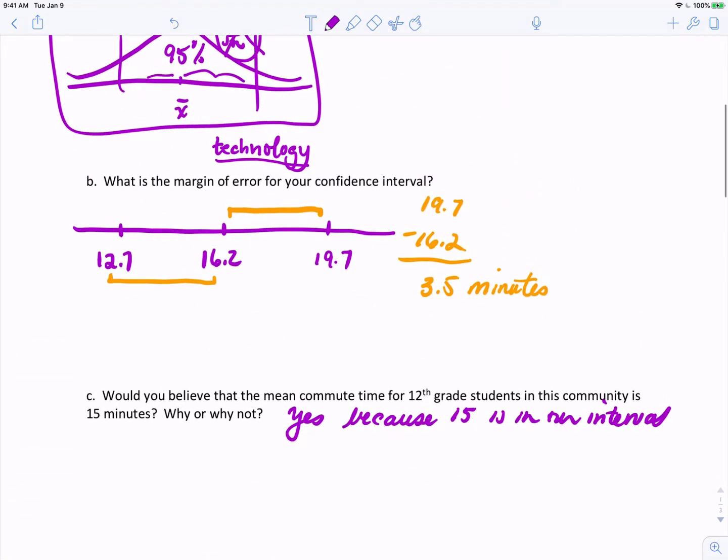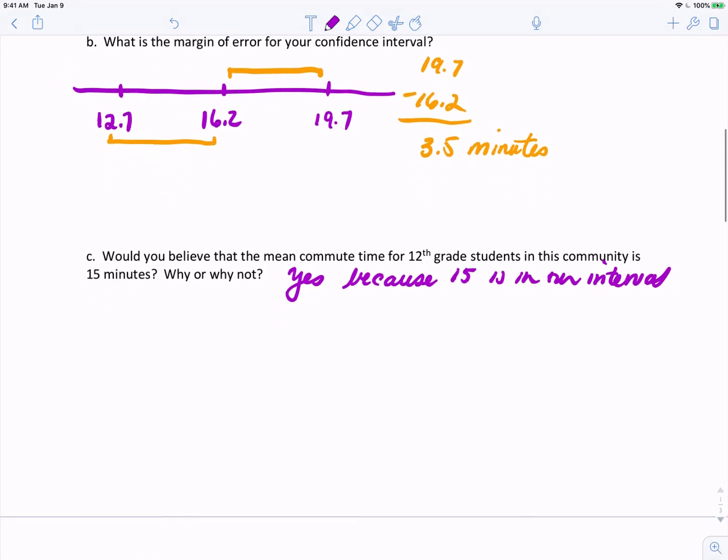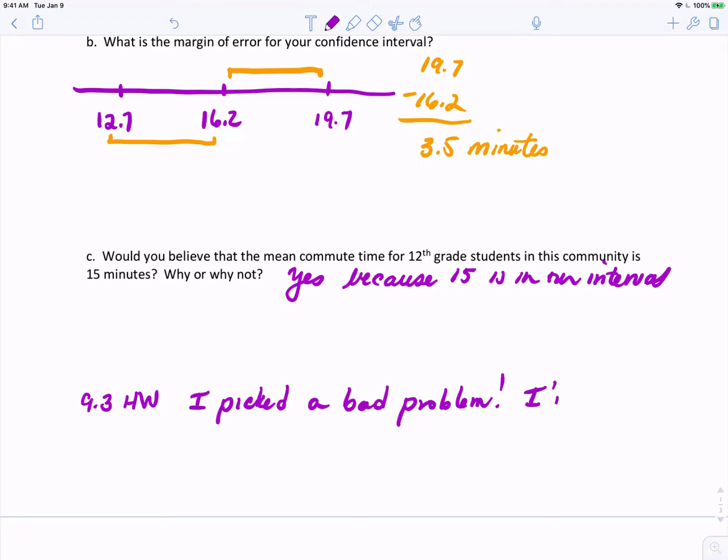That is my fault. If you had trouble on the 9.3 homework, I don't remember which problem it was, but on the 9.3 homework, I picked a bad problem. And I'm going to explain to you why. My apologies, it's my fault. I'm sorry about this, but I'm going to explain why you had trouble with that one particular homework problem. And again, I picked a poor problem. I apologize. It was my fault.